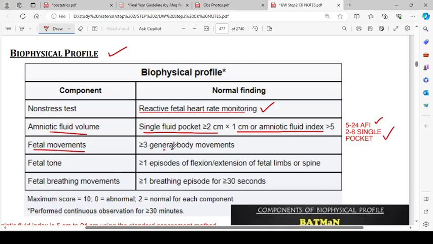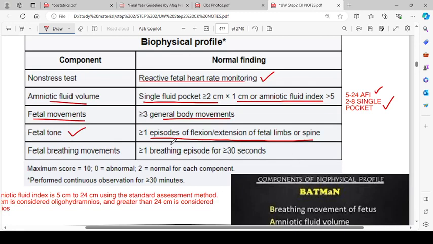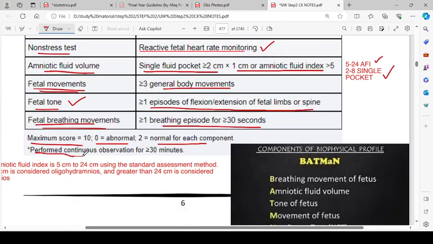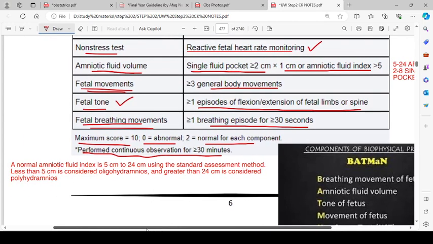Fetal movement: more than 3 general body movements. Fetal tone: more than 1 episode of flexion and extension of fetal limbs or spine. Fetal breathing movements: more than 1 breathing episode per 30 seconds. So the maximum score is 10, from these 5 measurements: non-stress test, that is reactive heart monitoring, amniotic fluid volume, fetal movements, tone, and breathing movements. All of these carry a score of 2. 0 is abnormal, 2 is normal for each component. Perform continuous observation for 30 minutes. A normal amniotic fluid index is 5 centimeters to 24 centimeters.